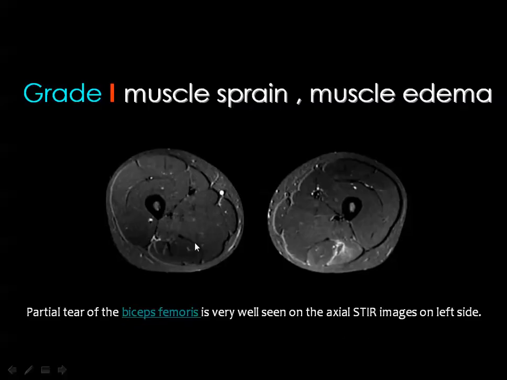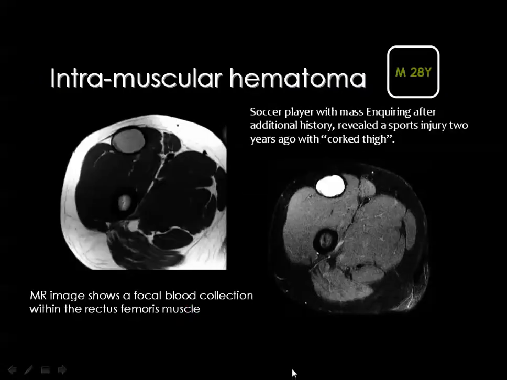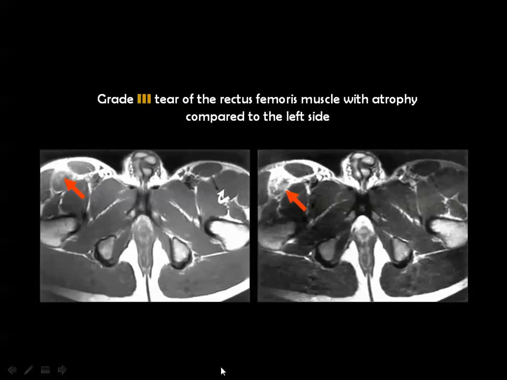Sorry, this is the right side, this is the left side, and you can see here that the biceps femoris shows bright signal in the T2 fat-set images, denoting muscle edema. And here in the T1 and T2 weighted images, you see high signal hematoma in the anterior compartment of the thigh. The hemorrhage is of bright signal in both pulse sequences. This is grade 3 muscle injury.